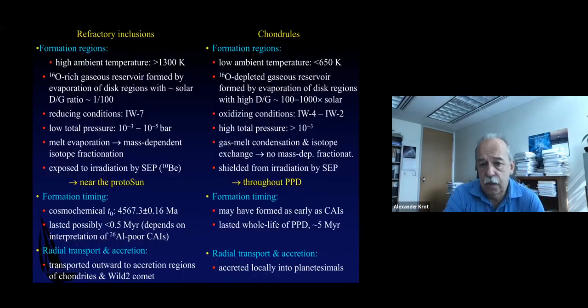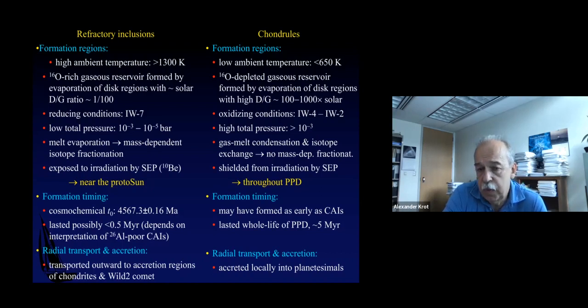On this slide, I summarize the major characteristics of the formation regions of refractory inclusions on the left and chondrules on the right. Refractory inclusions formed in a disk region with high ambient temperature, higher than 1300 degrees Kelvin. Chondrules formed in regions with low ambient temperature, typically less than 650 degrees Kelvin. Refractory inclusions formed in a gaseous reservoir that was O16 rich, and this gas formed by evaporation of disk regions with approximately solar dust to gas ratio, which is 1 to 100.